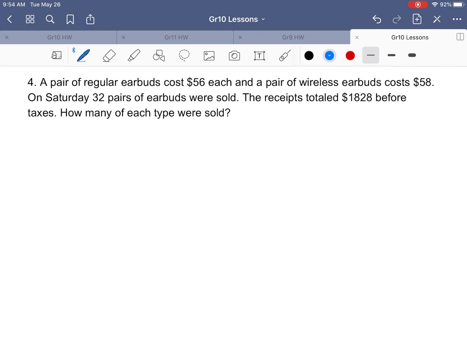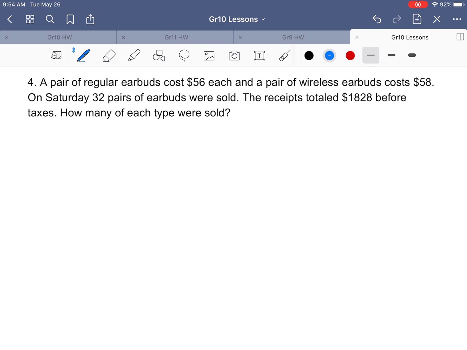Now let's focus on linear system word problems. There's many different types of word problems, but most of them have the same basic foundations on how to solve them and how to create the equations to solve them.